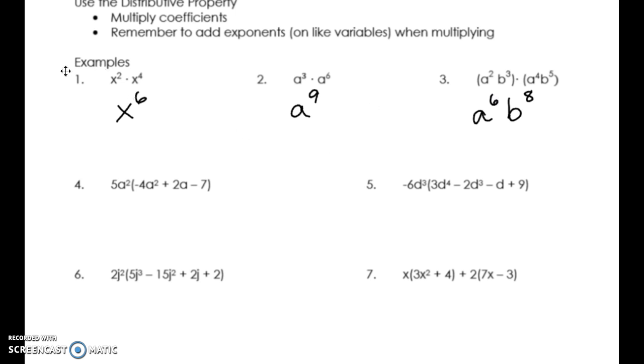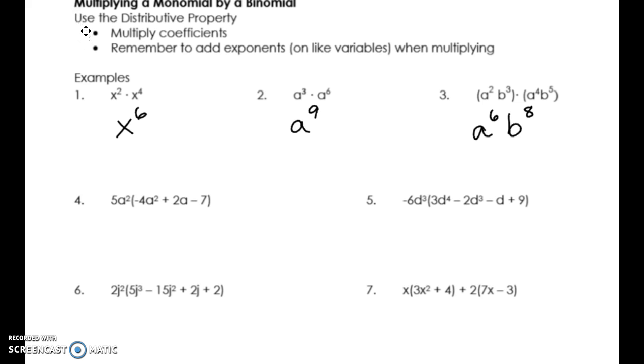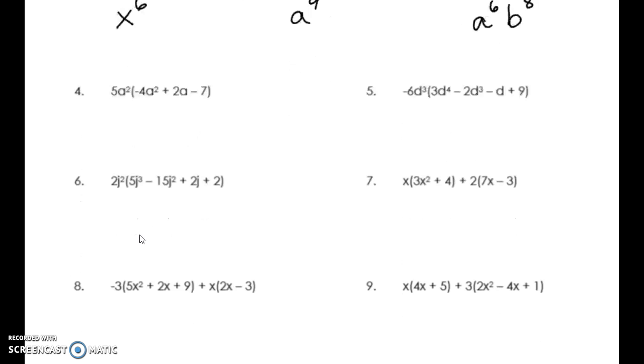Okay, gotcha. Okay, so on number 4, this is where you're going to use these steps. We're going to use the distributive property. When we do that, we multiply together our coefficients, and then we add exponents of like variables. So on number 4, you have 5a squared times a trinomial, because there are 3 terms in there: negative 4a squared, 2a, and negative 7. You're going to distribute that 5a squared through to everything. So I multiply 5a squared times negative 4a squared, 5a squared times 2a, and 5a squared times negative 7.